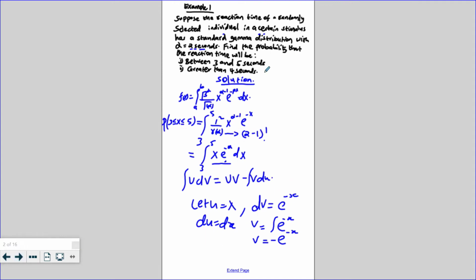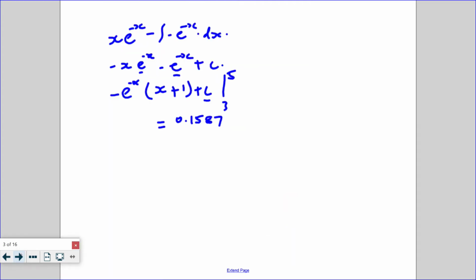So let us go to the second part of the question, where we are finding the probability that the reaction time will be greater than 4 seconds. That is our Roman 2. We say that the probability that x will be greater than 4 seconds. Remember, it is the probability greater than 4 seconds.